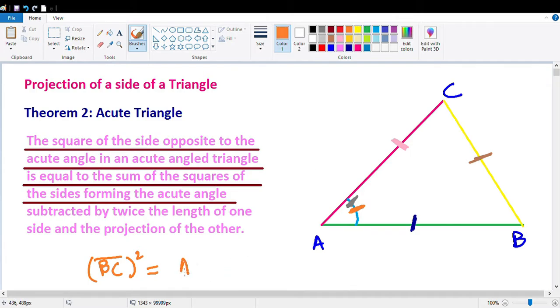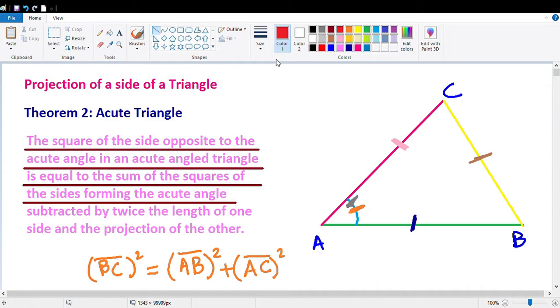The first side is AB, if we take, right? So AB square plus AC square. This is what it means over here, the sum of the squares of the sides that are forming the acute angle: AB square, AC square.